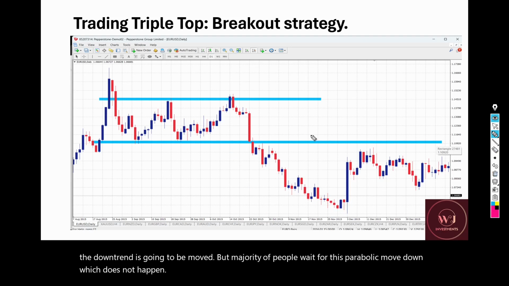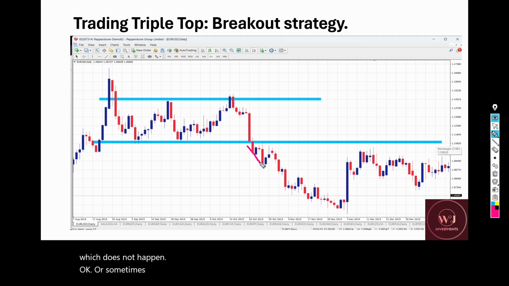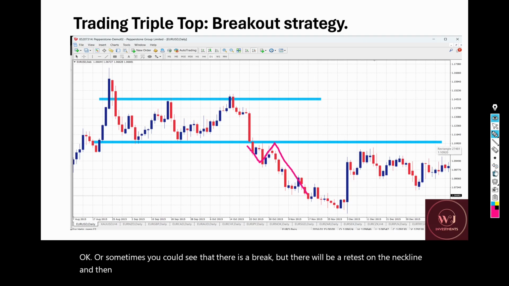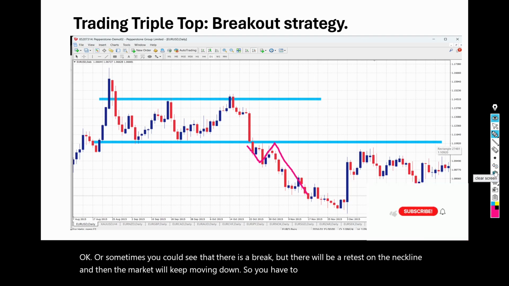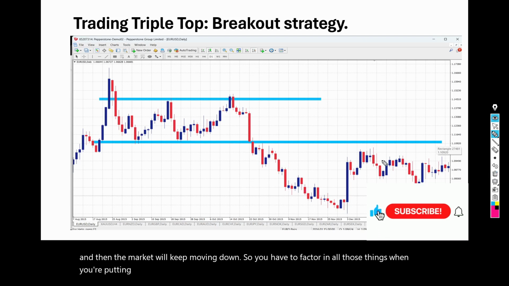Or sometimes you could see that there is a break, but there will be a retest on the neckline, and then the market will keep moving down. So you have to factor in all those things when you're putting your stop loss.